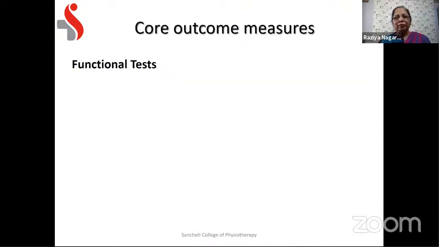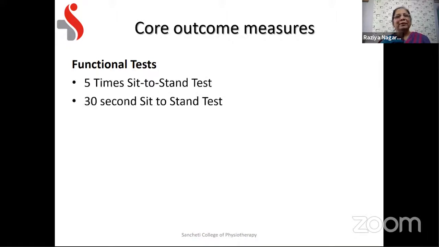Different outcome measures we can use to check the patient's functional status. How is the patient doing their activities? So there are certain tests which we do. These are very quick tests without taking much time.